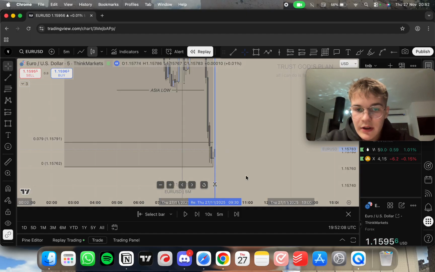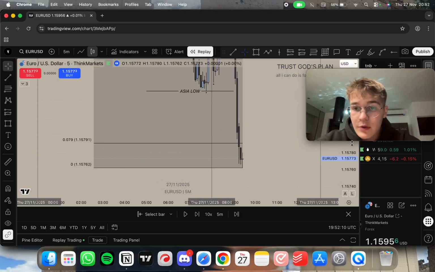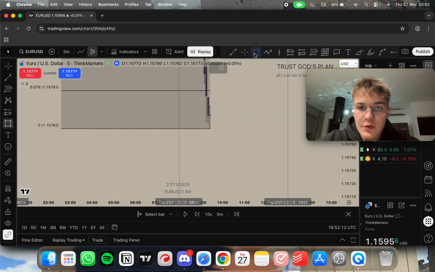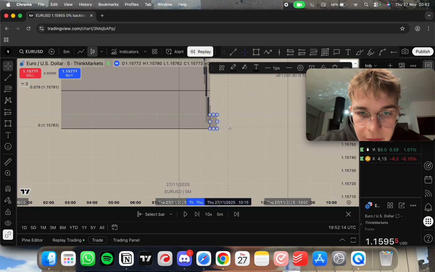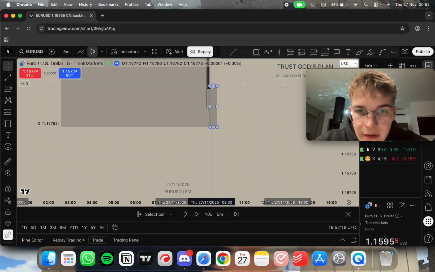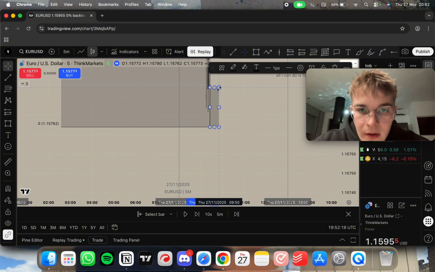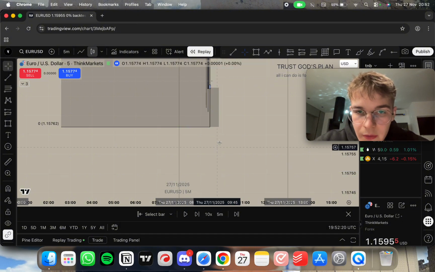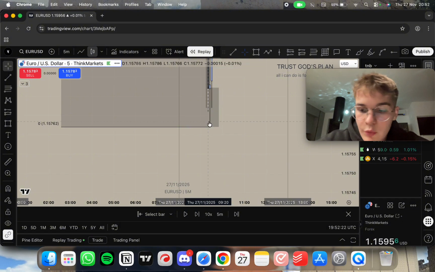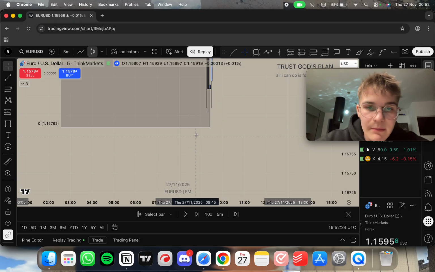it is actually inside the fake out zone, which means we have to apply the manual fake out zone, which will be basically from the low to the 50% of the candle, which is something like this, and basically the next candle just comes back down into that 50% of the candle, which is the fake out. So that's the manual fake out applied.